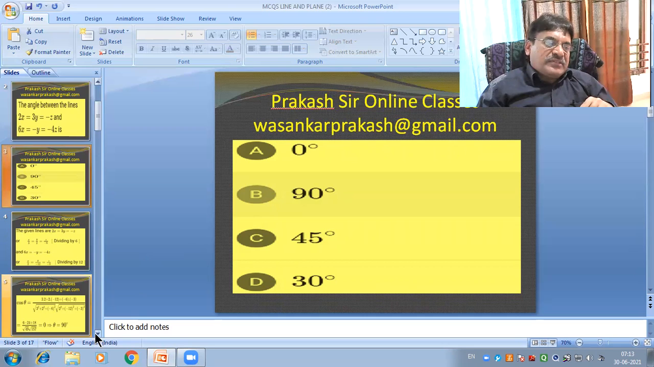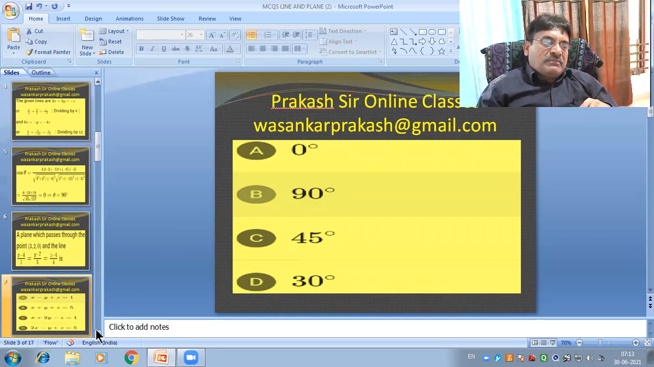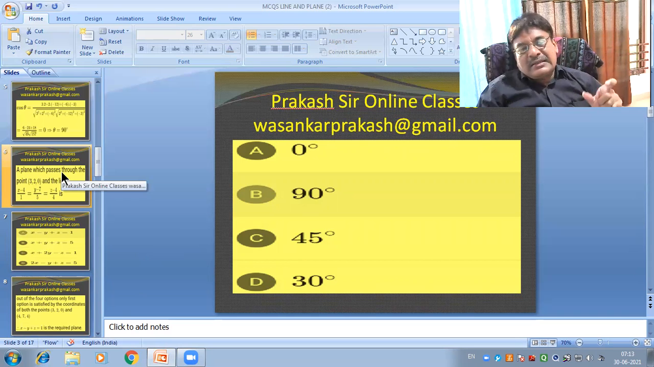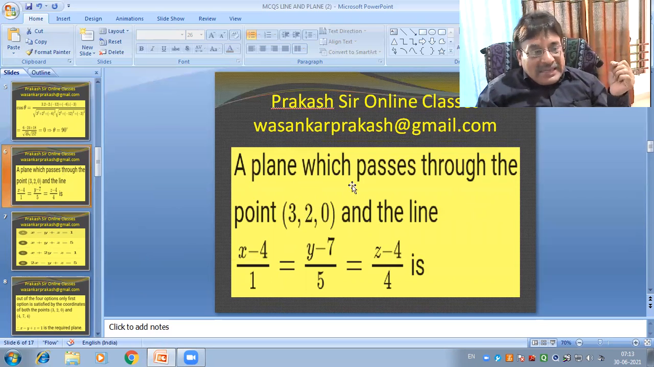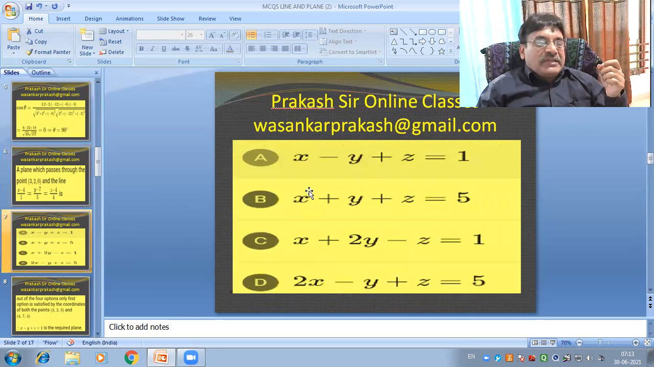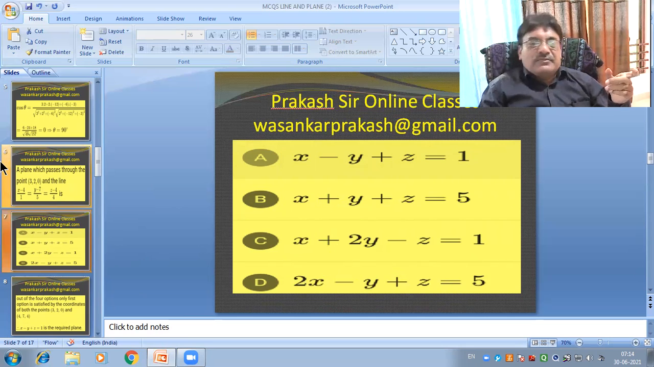Next multiple choice question. Again, we solve one multiple choice question on unit line and plane. So we write here: a plane which passes through the point 3, 2, 0 and the line x minus 4 upon 1 is equal to y minus 3 upon 5 is equal to z minus 4 upon 4 is. Option A, x minus y plus z is equal to 1. Option B, x plus y plus z is equal to 5. Option C, x plus 2y minus z is equal to 1. Option D, 2x minus y plus z is equal to 5.